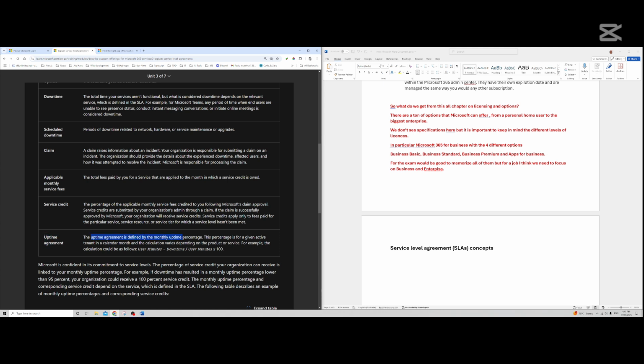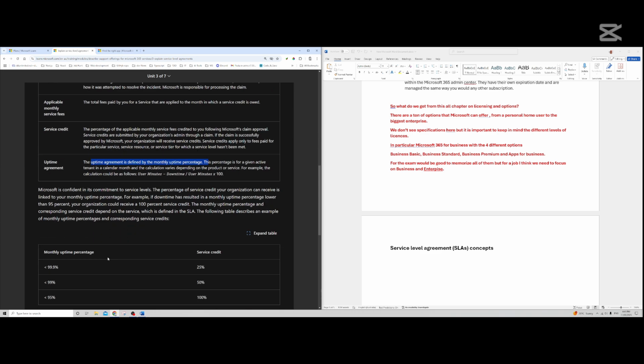So Microsoft is confident in its commitment to service level. The percentage of service credit your organization can receive is linked to your monthly uptime percent. For example, if downtime has resulted in a monthly uptime percentage lower than 95%, the monthly uptime percentage and corresponding service credit depend on the service, which is defined in the SLA.